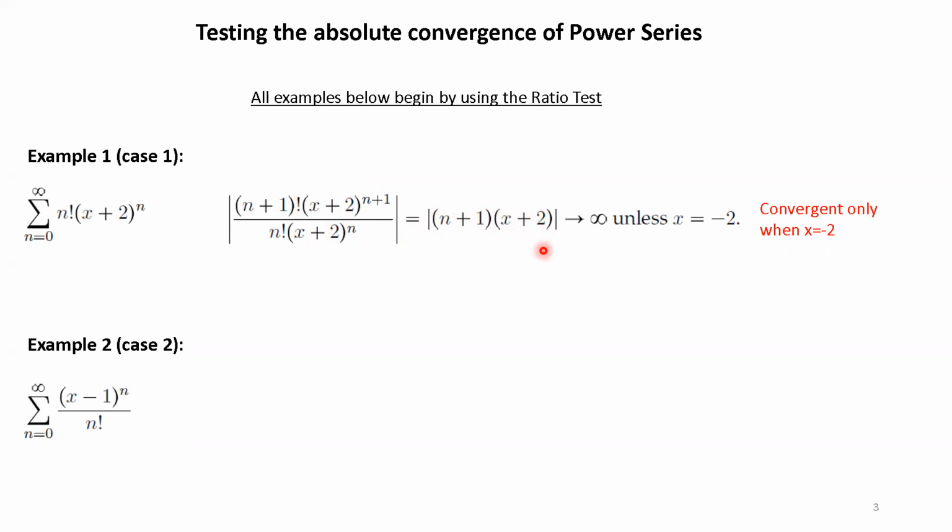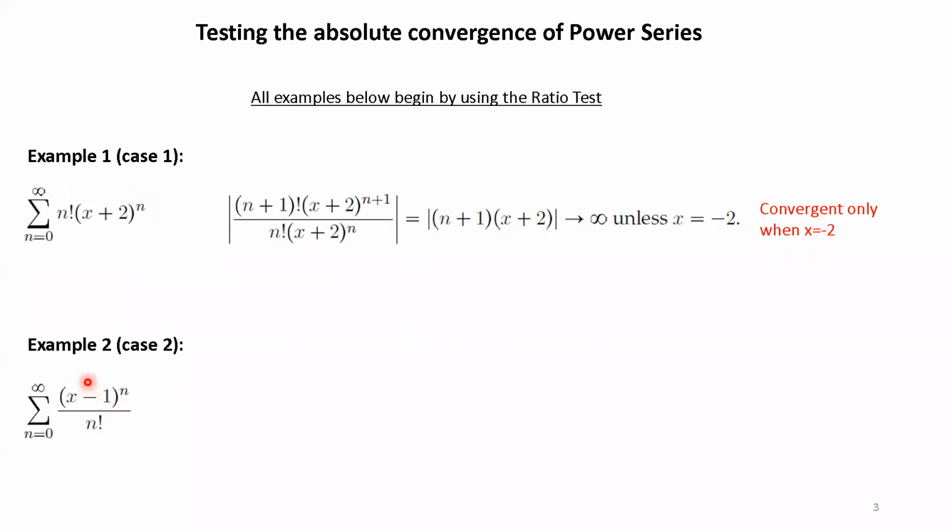So you can see immediately that because of this n plus 1 term over here, as you take n tends to infinity, this term tends to infinity, except when x is given by -2, because if x is -2, this x plus 2 is 0. So in this case, this series is convergent only when x is equal to -2.